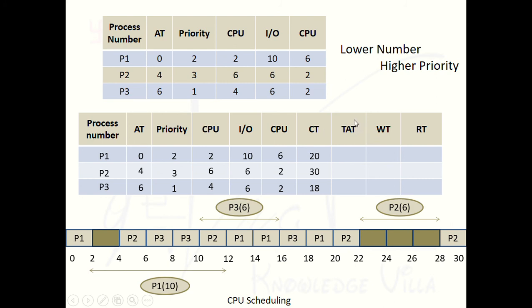So the equation of the turnaround time is completion time minus arrival time. Completion time of process P1 is 20, and arrival time of process P1 was 0. So turnaround time for process P1 is equal to 20 minus 0, which is 20. For process P2, completion time is 30 and arrival time is 4. So 30 minus 4 is equal to 26, and for process P3 completion time is 18 and arrival time is 6. So 18 minus 6 will be 12.